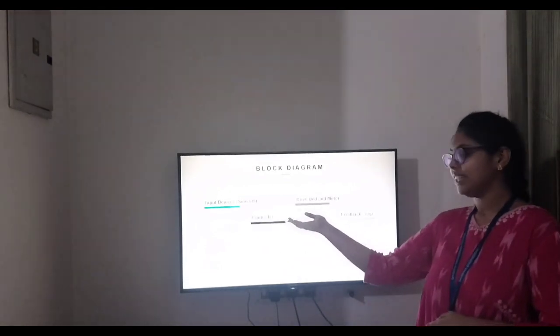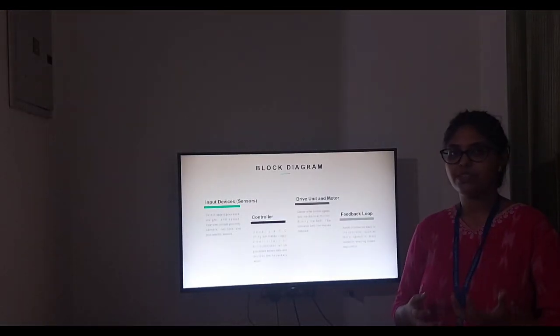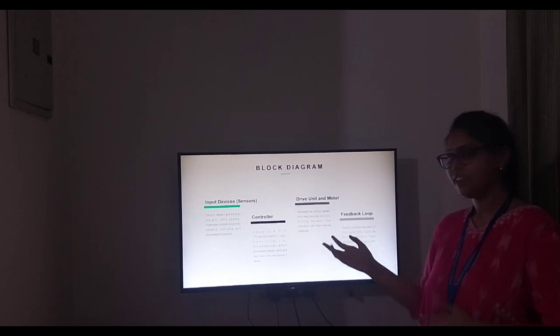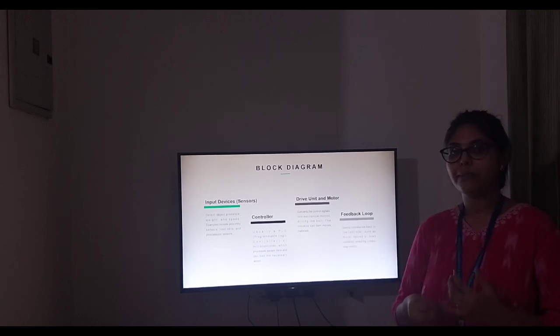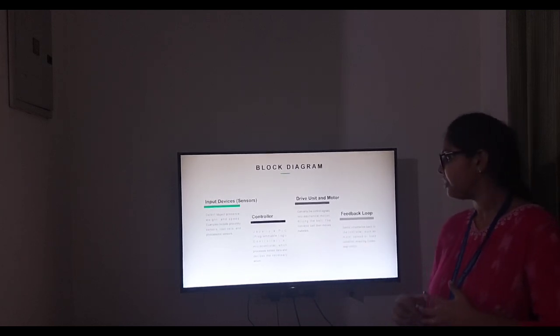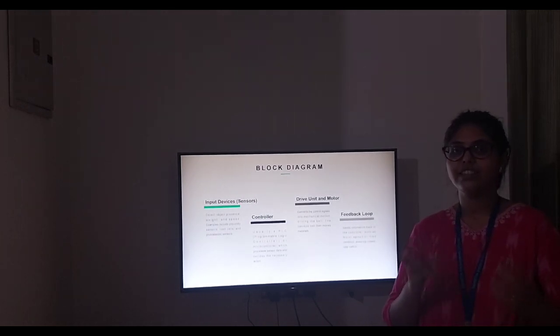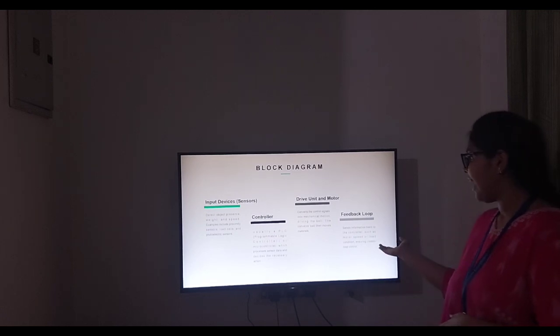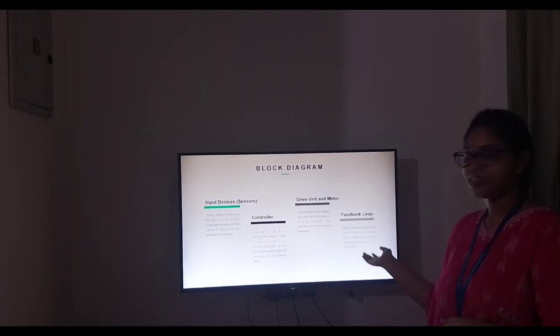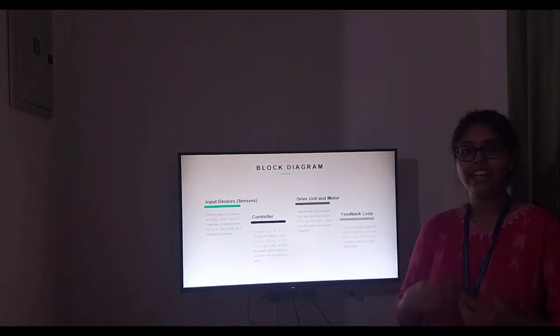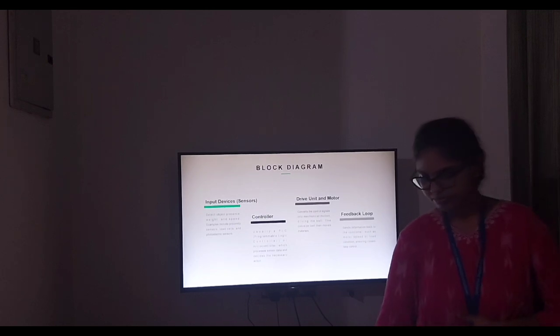The input device, the sensor, will detect the object presence, weight and speed. For the controller, we usually use a PLC, programmable logic controller, or a microcontroller. Then we have the driver unit and the motor, which converts the electrical signals into mechanical movement, and then we have the feedback loop, which sends information back to the controller, ensuring closed loop control.